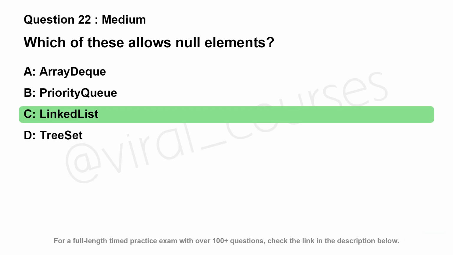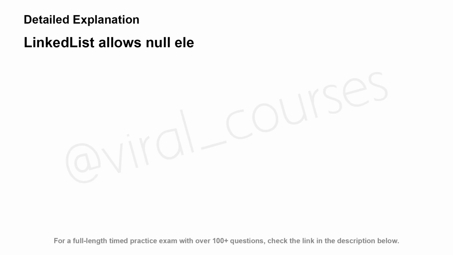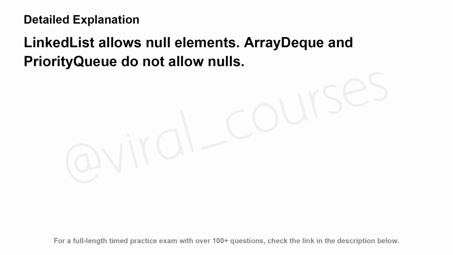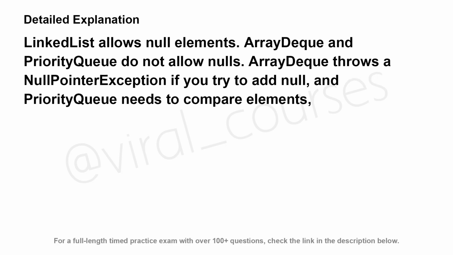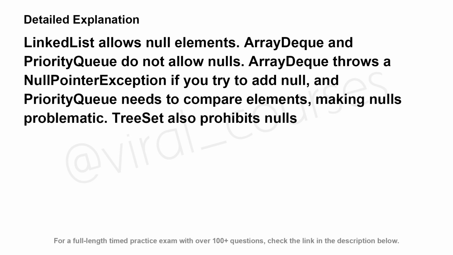The correct answer is C. LinkedList allows null elements. ArrayDeque and PriorityQueue do not allow nulls. ArrayDeque throws a NullPointerException if you try to add null. And PriorityQueue needs to compare elements, making nulls problematic. TreeSet also prohibits nulls for comparison purposes.